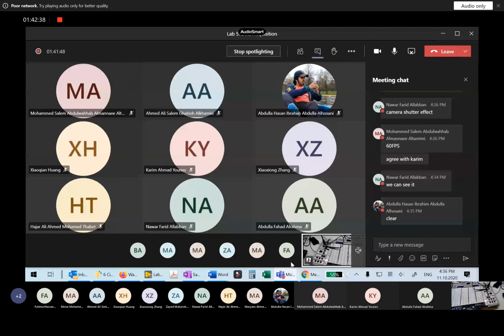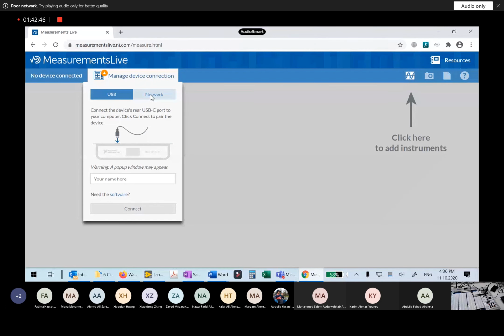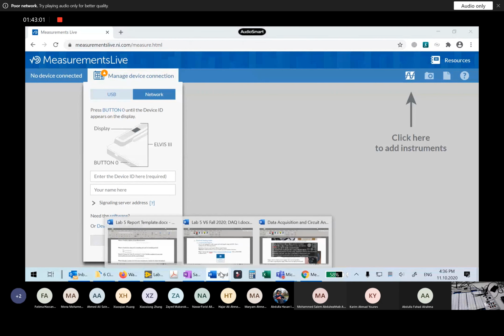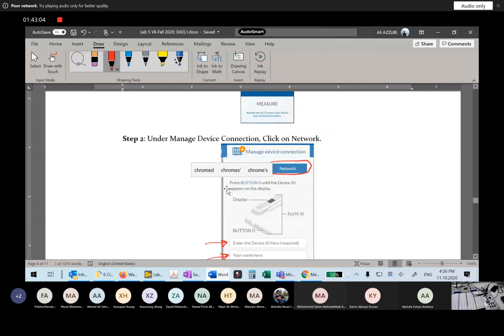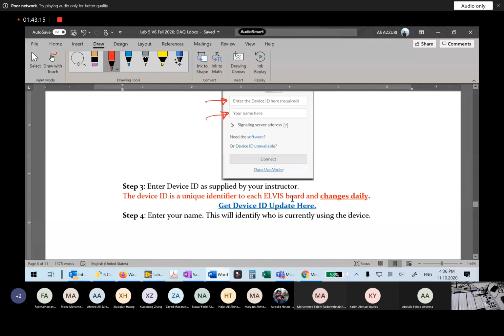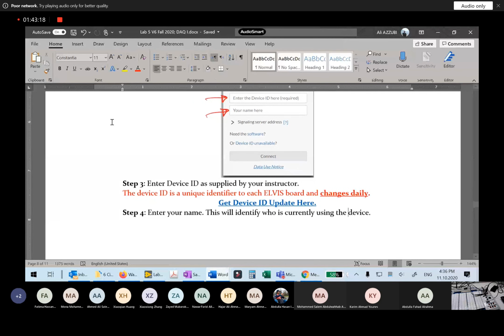Now I have another choice. I will connect remotely to this board. Basically, I will go to network here. Let's switch back to the screen view. In the network here, you need 2 things: the device ID and your name. Device ID is a unique ID for each board, and that changes daily. You need to remember this, that the ID is changing daily. The IDs we will use today, tomorrow they will change, and I will update you with the IDs.